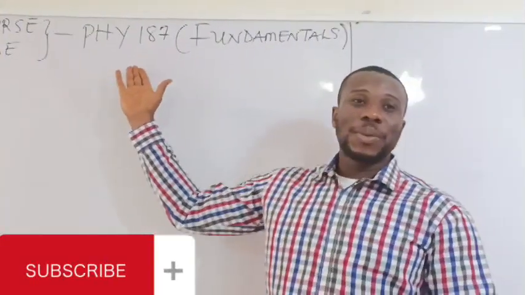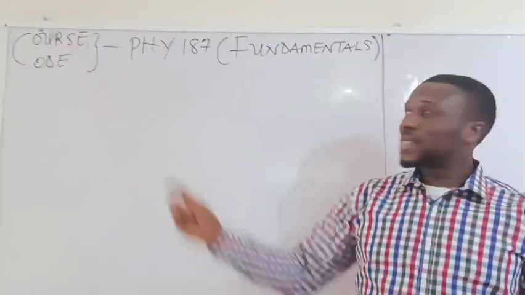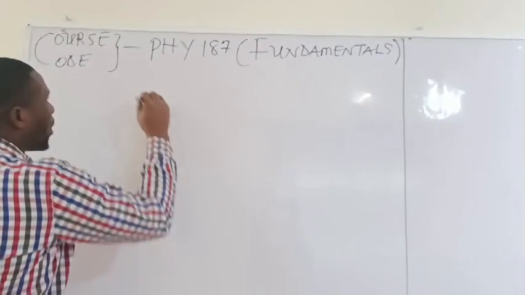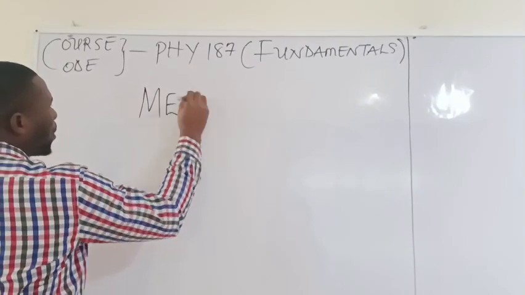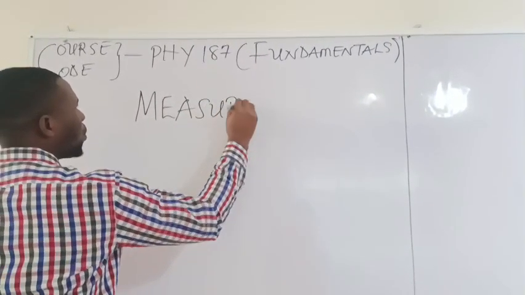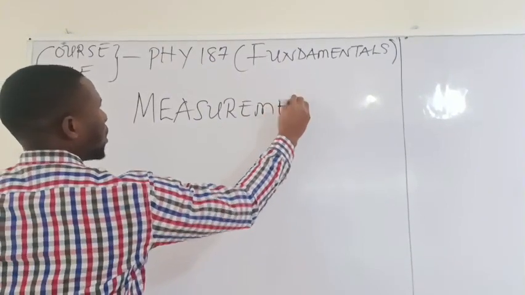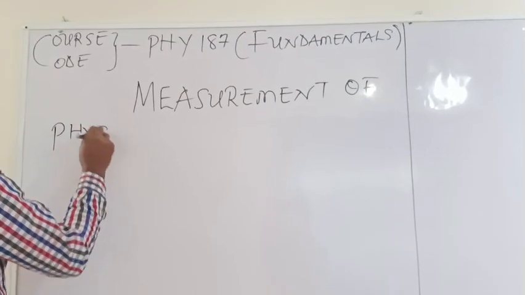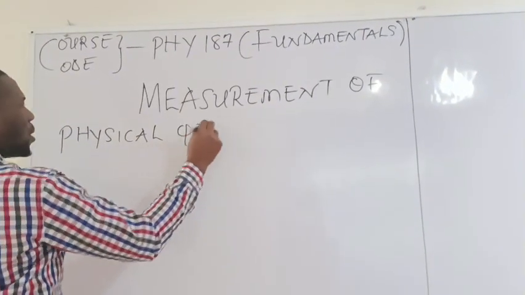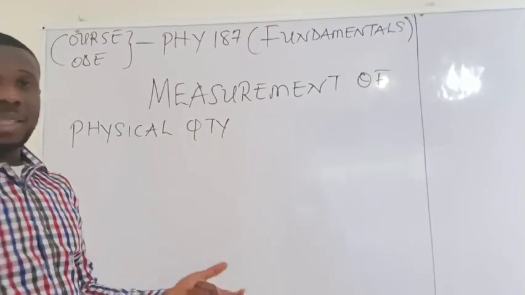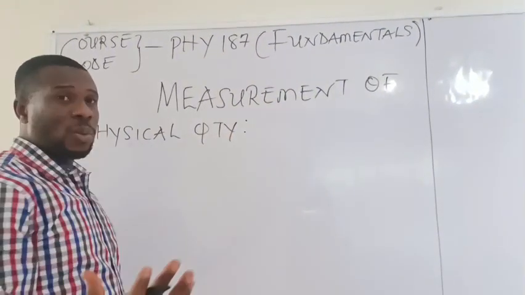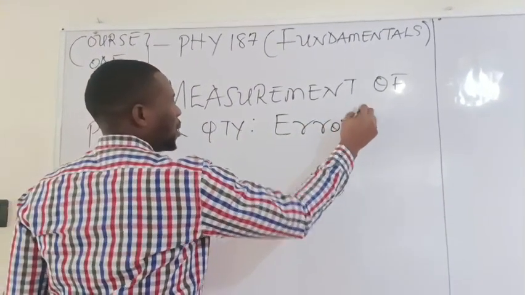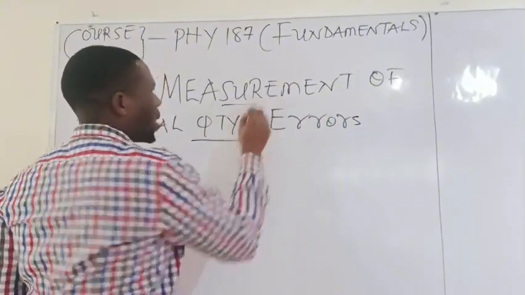This is the third lecture in the Fundamentals of Physics with course code PHY 187. Now, in today's class, I will talk about measurements. We'll talk about measurement of physical quantities. And of course, to make measurements quantitatively, we use units. And when we measure with these instruments, we encounter some errors. All right, so let's get started.